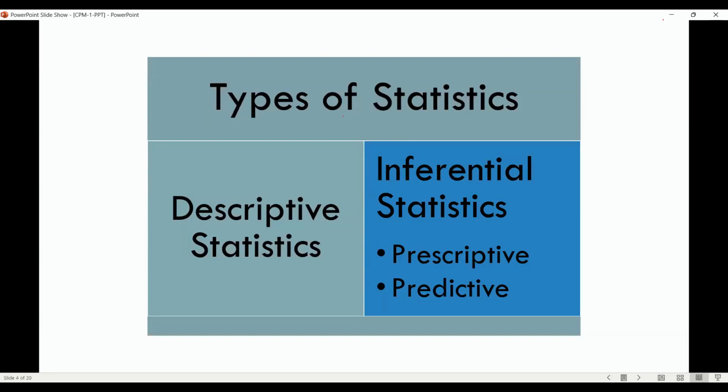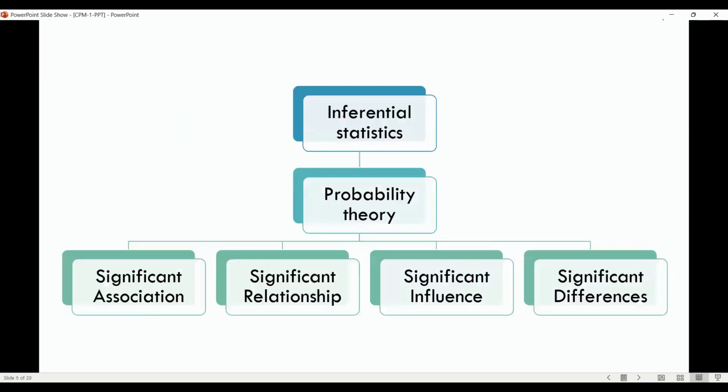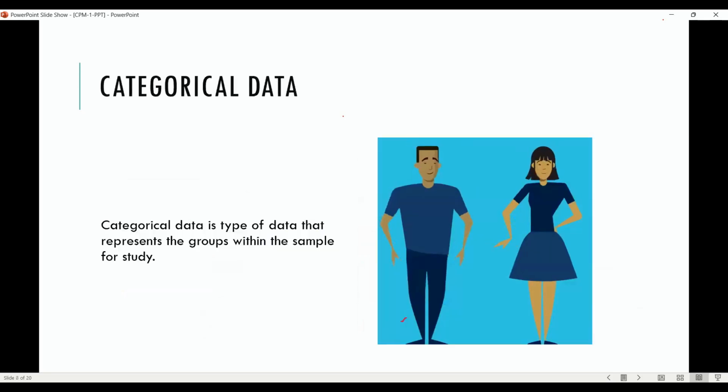And when it comes to statistics, it generally deals with five important parts. Either we do statistics for describing the data set, which is called descriptive statistics, or to identify whether both the variables have a significant association with one another, or whether there is a significant relationship between both the variables, or whether there is a significant influence of one variable on another variable, or whether there is any significant difference between the variables. So it is for these purposes we do the entire statistics.